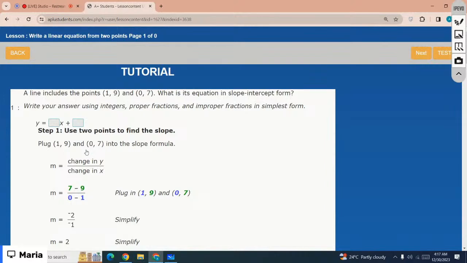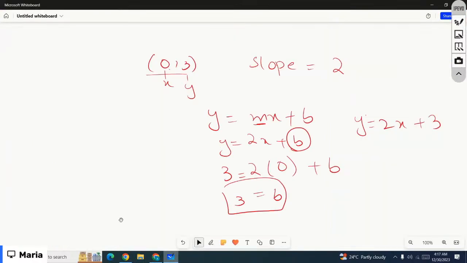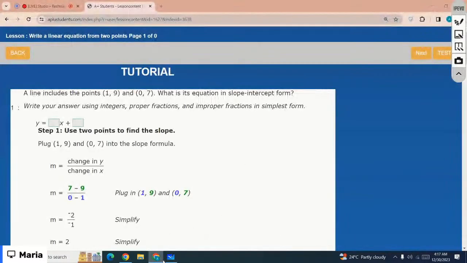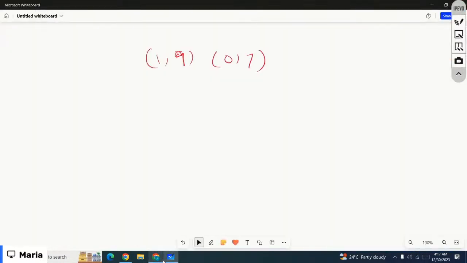Okay. A line includes the points 1, 9 and 0, 7, right? You are given 2 points, 1, 9 and 0, 7. You have to write down the equation in the slope intercept form, right? So the first thing you need to find here is the slope, right?